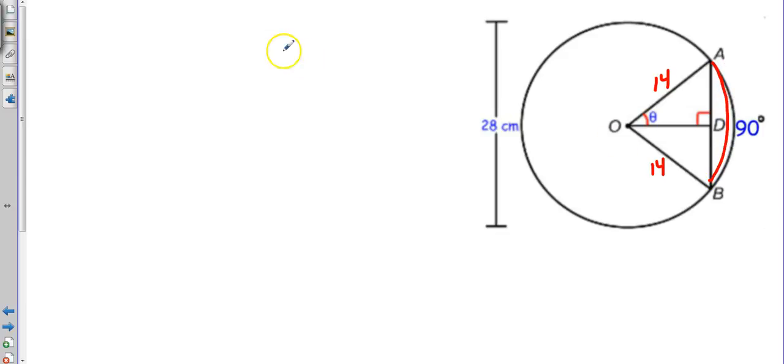The central, that was a terrible drawing, but the central angle that projects to that arc is going to be congruent, which means that this angle in here has to be 90 degrees. So you have an isosceles triangle that's 90 degrees, which means you're dealing with a 45, 45, 90. So your side ratios are going to be 1 to 1 to root 2.